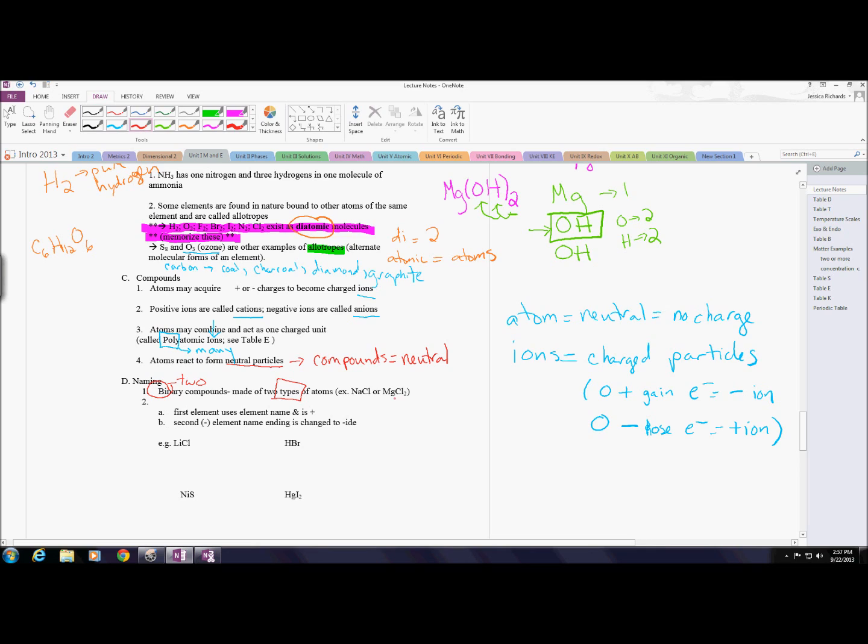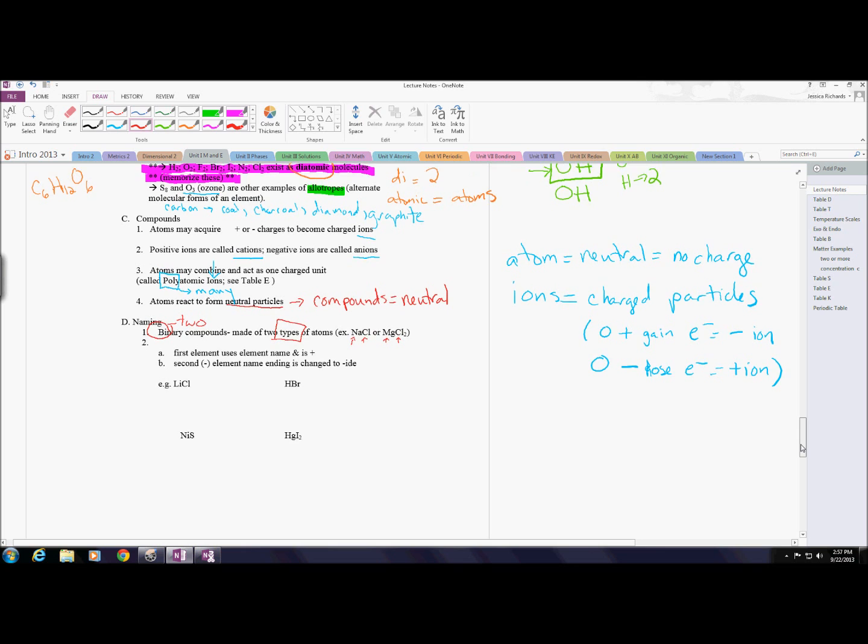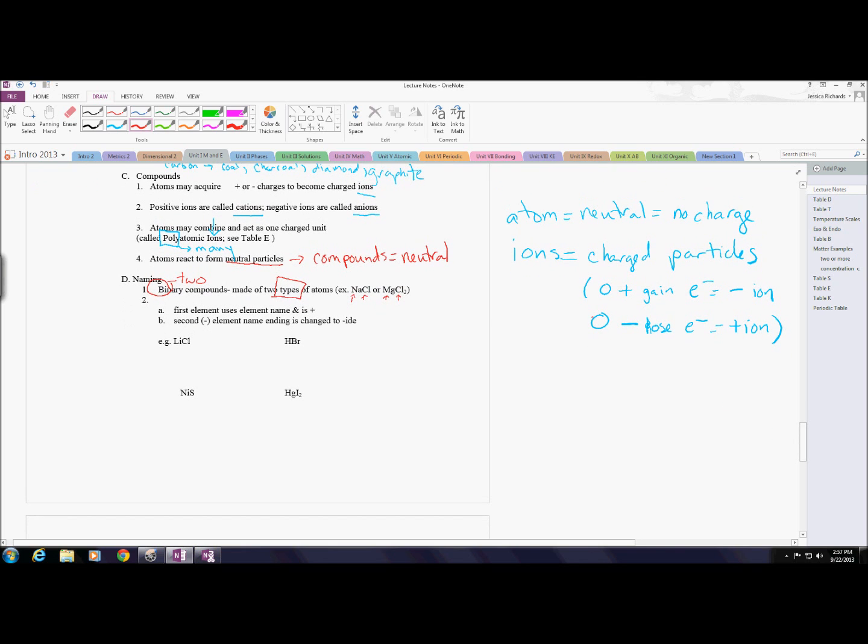But magnesium chloride is also a binary compound, but there's a total of 3 atoms, 1 magnesium atom and 2 chlorine atoms. The trick is to look for the number of capital letters. If there are 2 capital letters, it's a binary compound. 1 capital M, 1 capital C, 2 capital letters means 2 types of elements. It's a binary compound. So that's your first step. Count how many types of elements there are in your compound. 2 of them, binary. We're great.